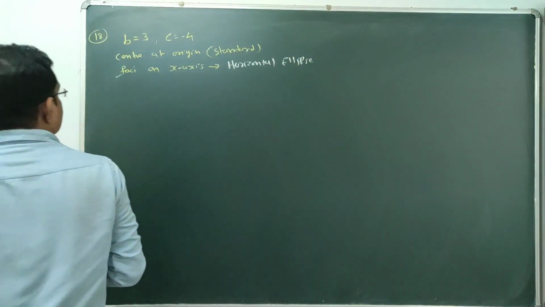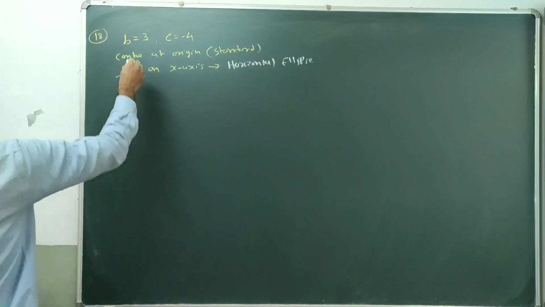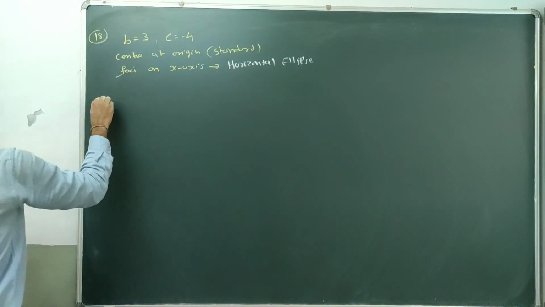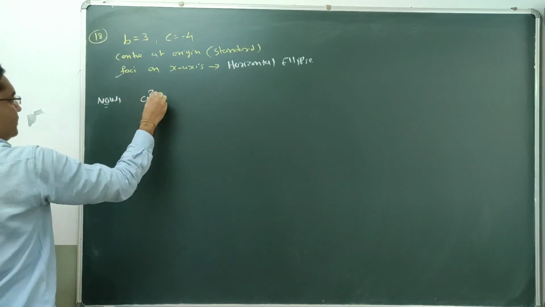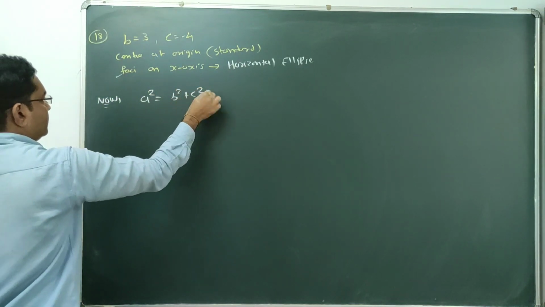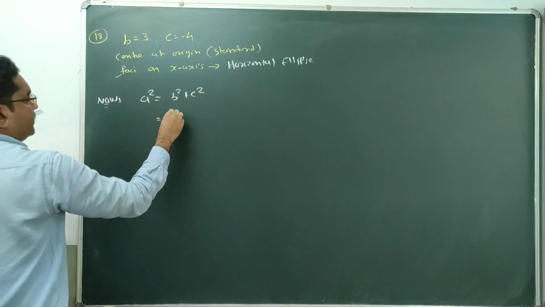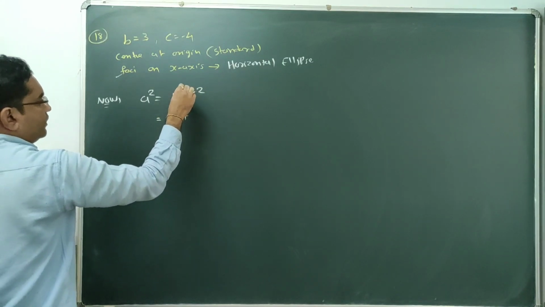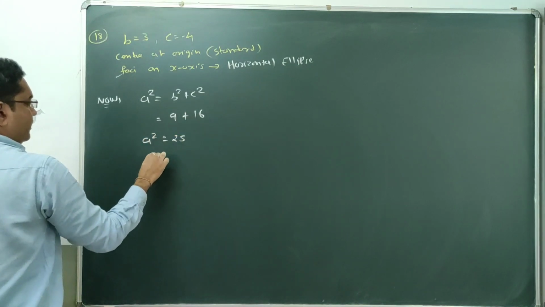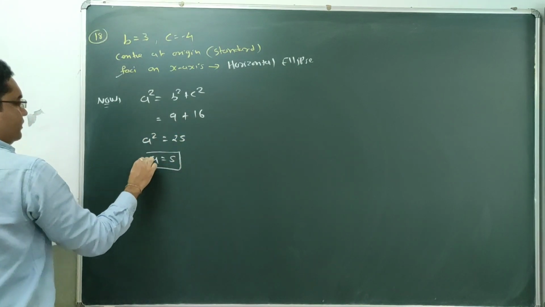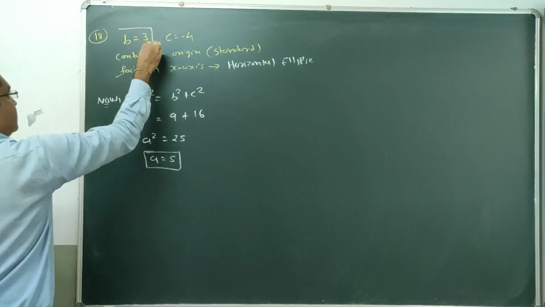Clear, students? So for a horizontal ellipse we require the value of a. How to find the value of a? By using the formula a square equals b square plus c square. b square is 3 square, 9, c square is 4 square, 16. So a square will be 25 and a will be 5. Done. And b is 3.